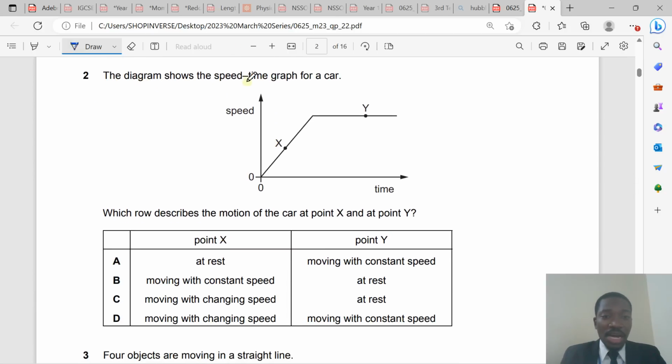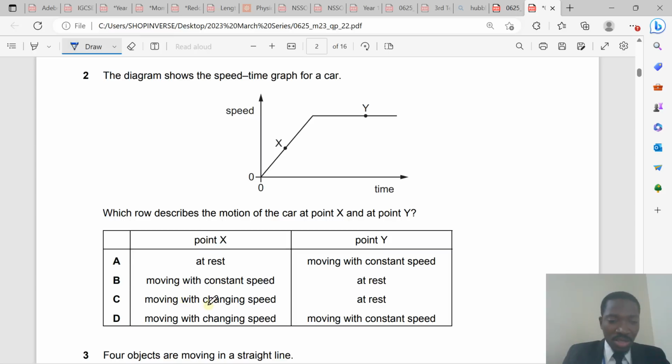Question 2. The diagram shows the speed time graph of a car. The vertical axis is the speed, the horizontal axis is the time. Which one describes the motion of the car at point X and at point Y? What do you have at point X? We have acceleration. And the fact that this is a straight line shows that it is a constant, uniform acceleration. And whenever we say something is accelerating, that means it's moving with changing speed.